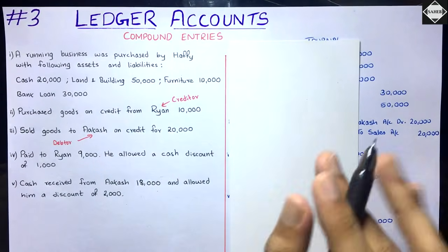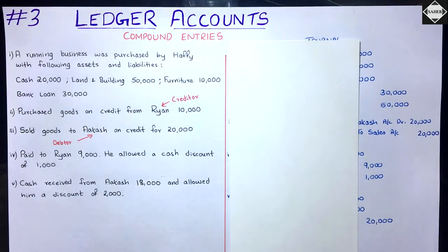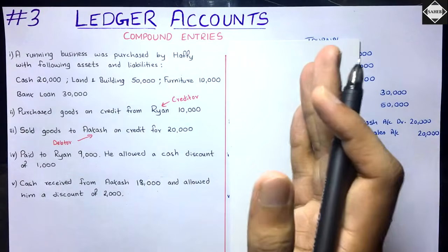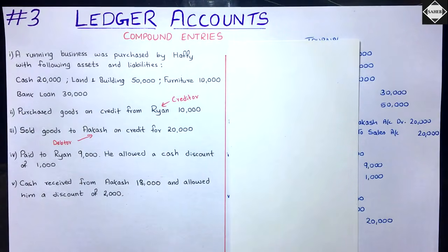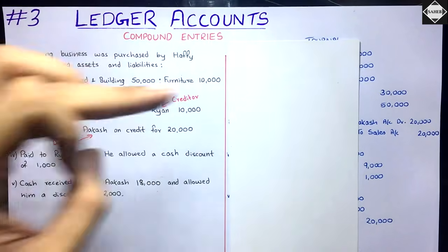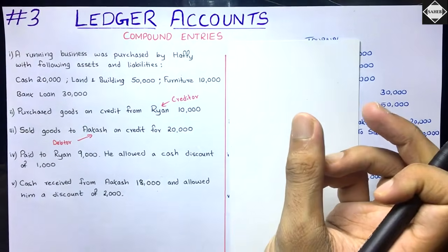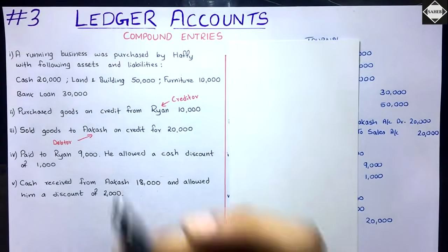It's very simple. Sometimes you have sold to many people, A, B, C, let's say 3 people. Rather than passing A account debit to sales, B account debit to sales, C account debit to sales, you can pass A account debit, B account debit, C account debit, and take the total amount to sales. That's what a compound journal entry is.